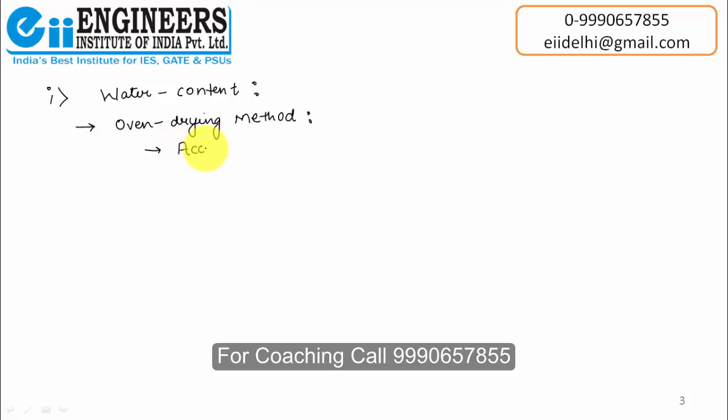So the first point we should remember is it is very accurate. Then it is a very simple method which is adopted. Well, in this method what we do is basically we take our soil and keep it in the oven for 24 hours at a temperature of 105 to 110 degrees Celsius. Then we take it out and measure the weights. Okay, this is the simple procedure.